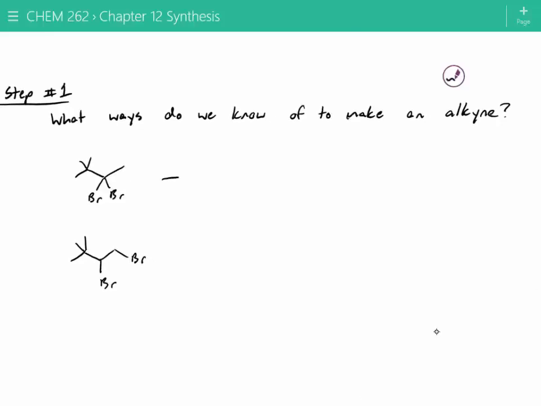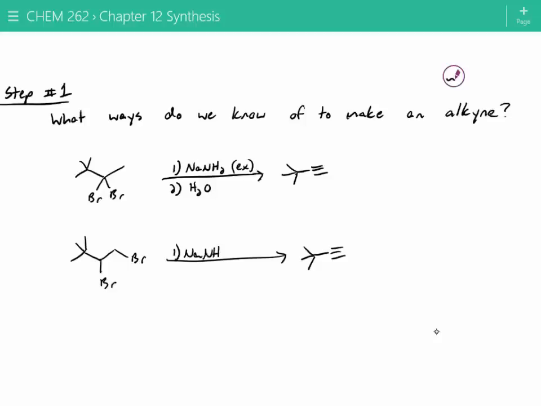Yeah, so let's take a look. If we react this first with NaNH2, that's excess, followed by water to quench it, we would get to our alkyne. And same with this one, we would also get to our alkyne using sodium amide and then quenching with water.